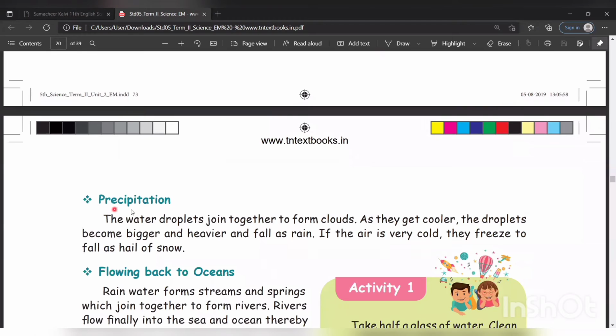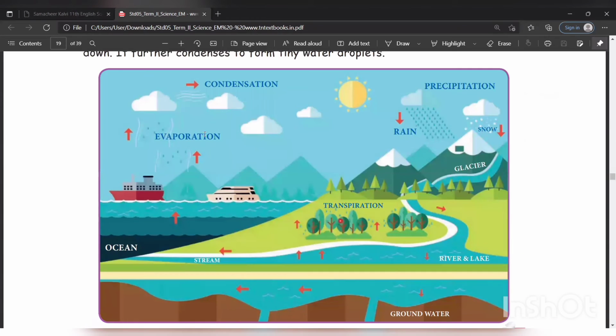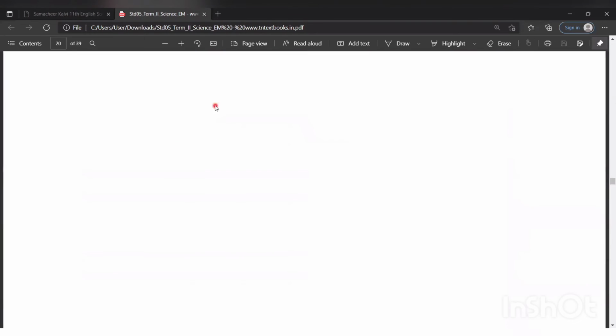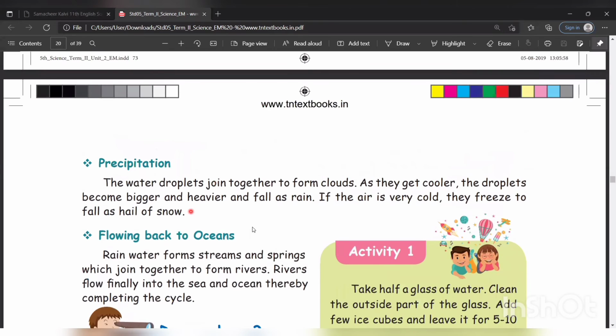The next step is precipitation. The water droplets join together to form clouds. So what happens? Those tiny water droplets join together to form clouds. As they get cooler, the droplets become bigger and heavier and fall as rain.